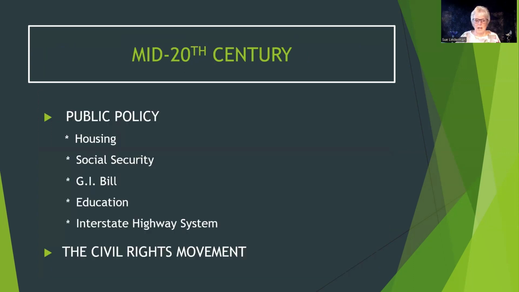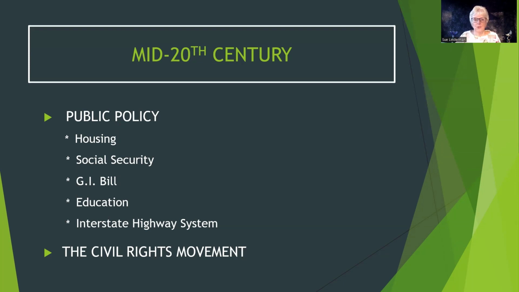So we turn our attention now to the early to mid 20th century, and we're going to look at 5 different aspects of public policy. And these are national public policies. These are not limited to the South, but these policies further cemented racial discrimination across the country. The housing market, Social Security as a law, the GI Bill, public education, and even the interstate highway system all played a role in further cementing this discrimination.